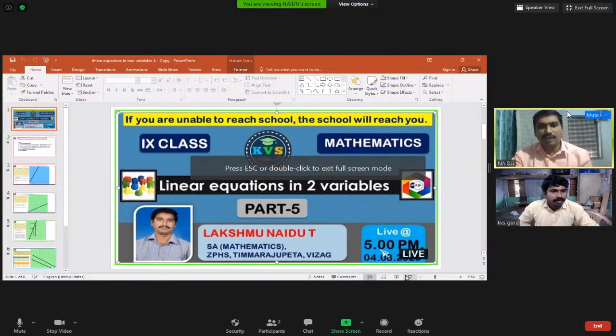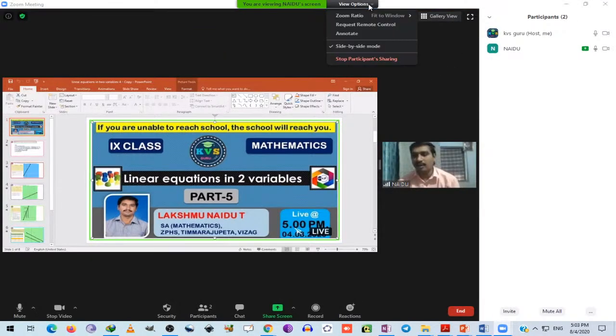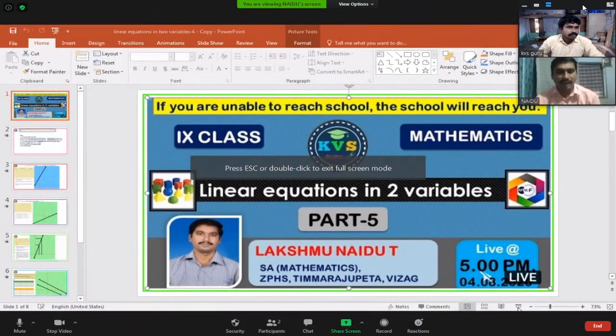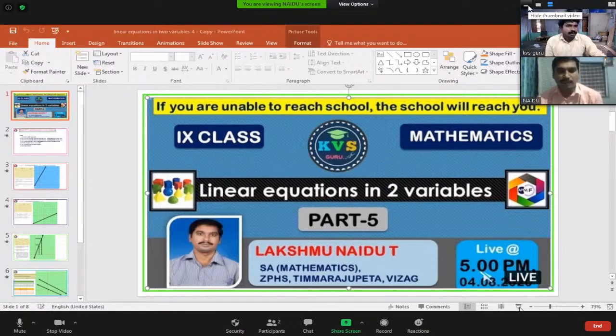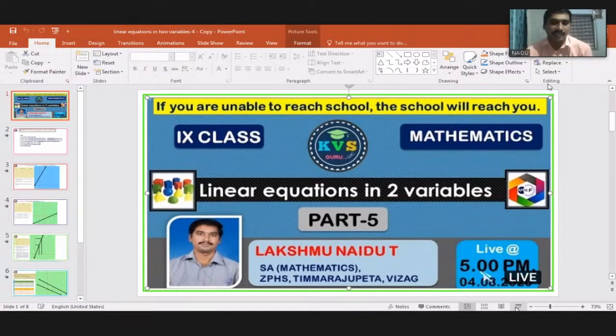Good evening children, welcome back to today's session, that is linear equations in two variables. We are in the fifth part. Till now we have completed what a linear equation is and how to write the linear equation in the general form, ax plus by plus c equals 0, and later on how to find the solution of a linear equation, which we discussed in different methods, that is by taking different x values and finding the different y values. Based on the solutions, a few questions also we have discussed.